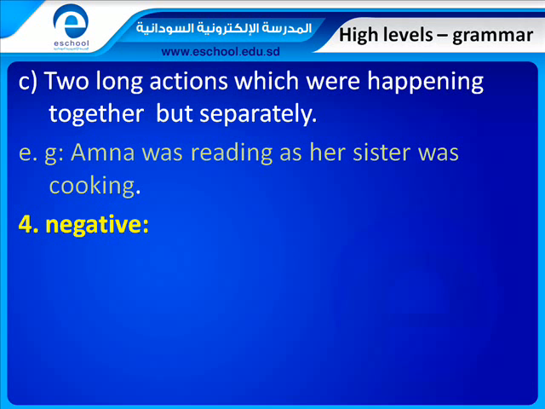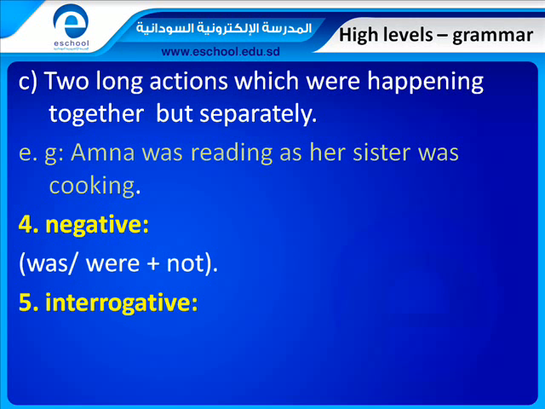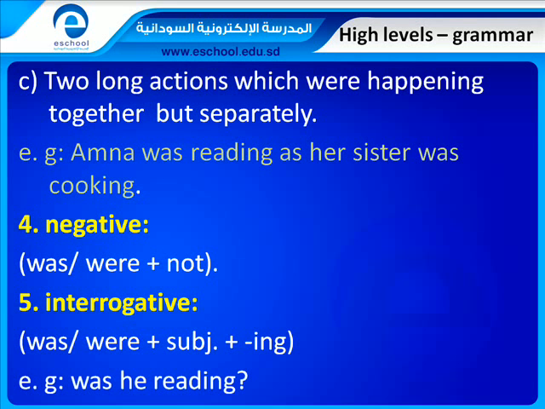Our negative of the past continuous: we use was or were plus not, and the verb comes with ing. The interrogative, the questions: we use was or were plus subject plus ing. Remember, with he, she, it, I, we use was, and with we, you, they, the other part, we use were. Here we have an example: was he reading? This is a yes/no question.